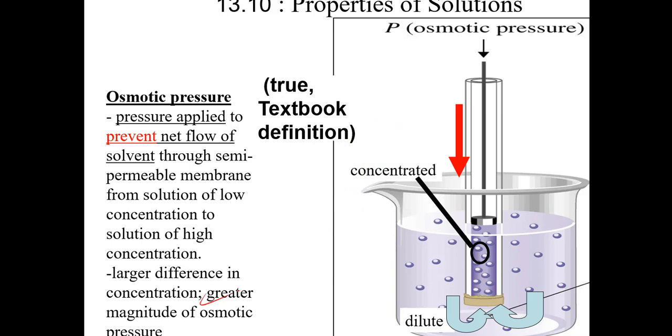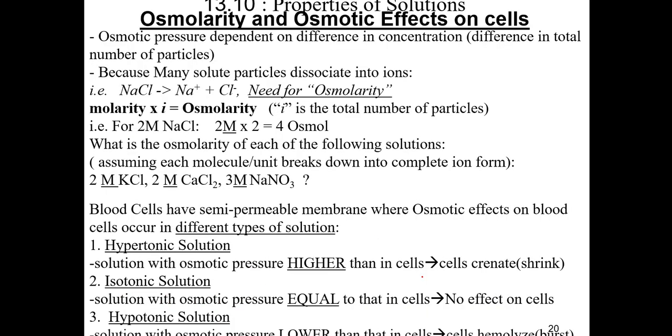Same thing when it comes to magnitude and osmotic pressure. The more concentrated the concentrated side is versus the dilute side, the more osmotic pressure from desperate water molecules trying to get in. So larger difference in concentration, greater magnitude of osmotic pressure. So make sure you have that definition down. Let's go ahead and finish this up with a calculation and then some applications.